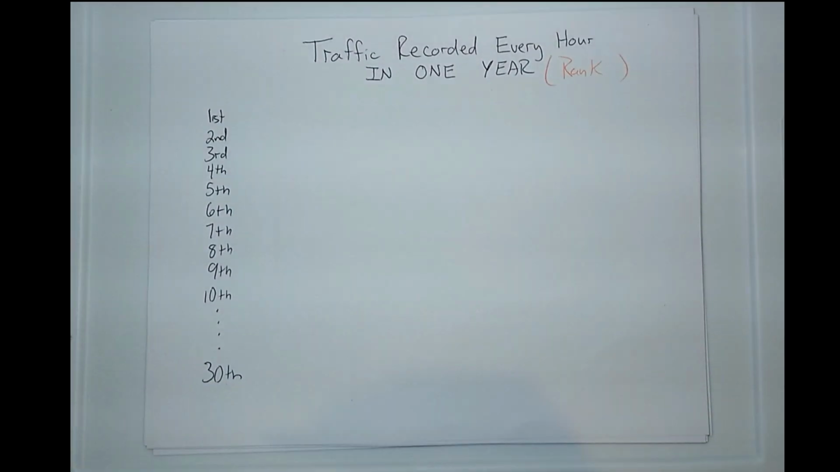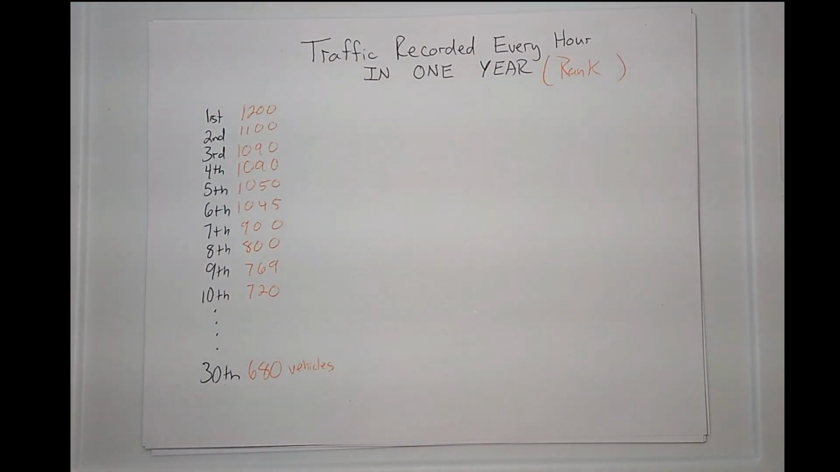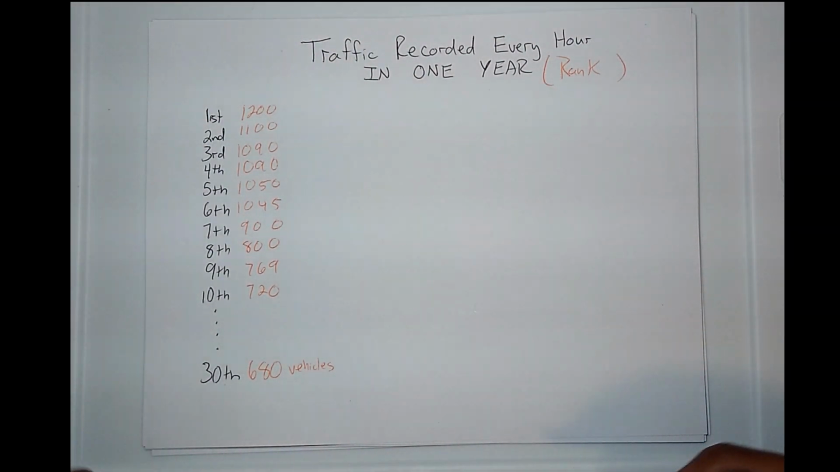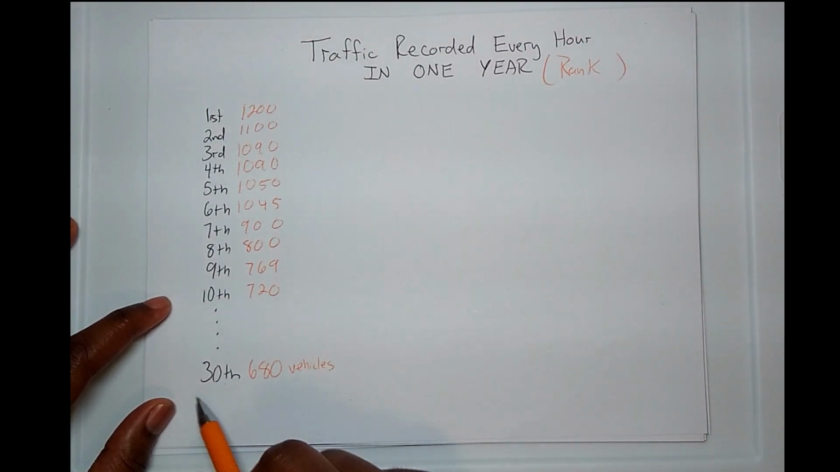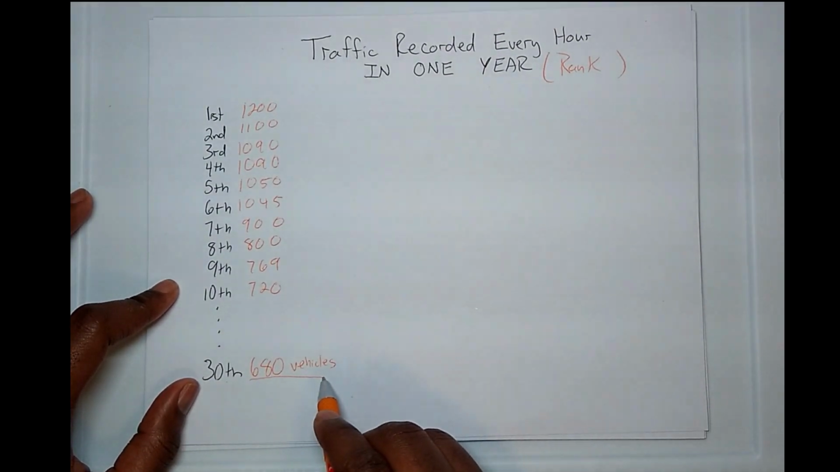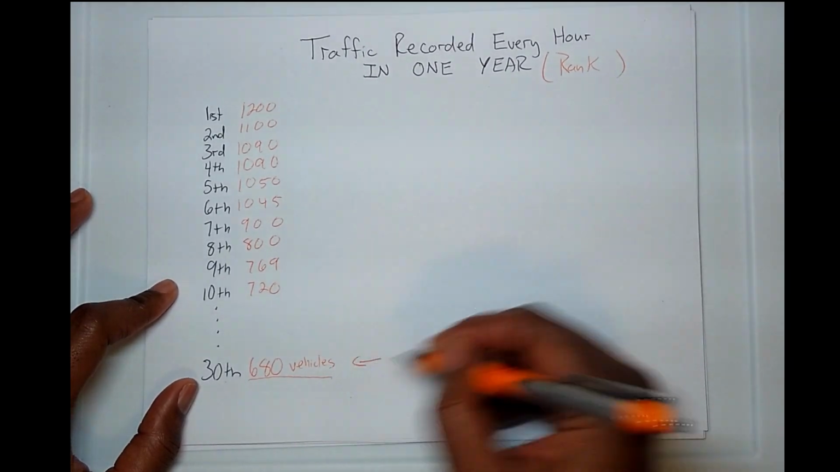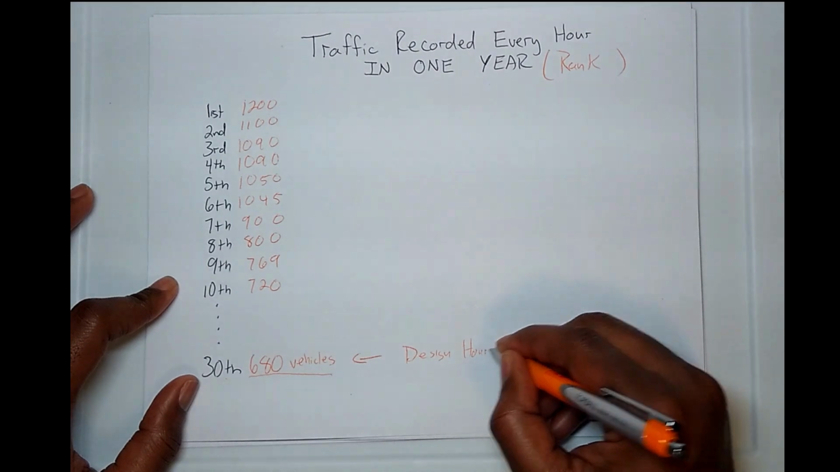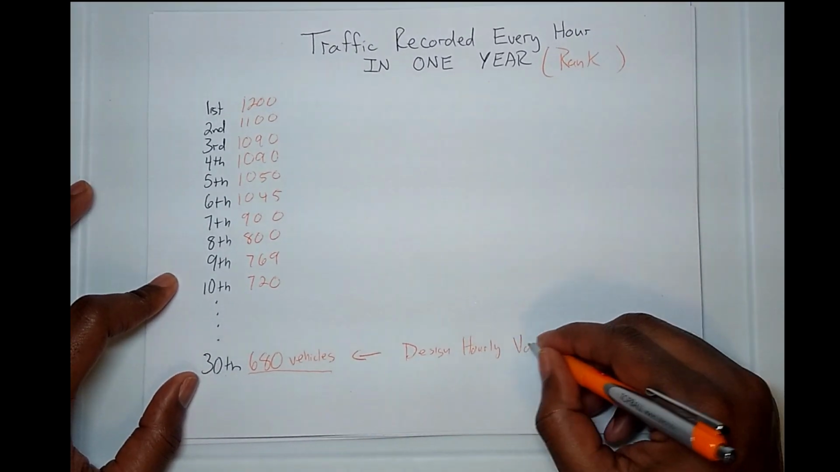hour of vehicles. And so what if we had something that looked like this, where after we recorded all the vehicles in 1 year for every single hour, and then we ranked them from greatest to least, we find that when that 30th hour, after ranking them, provides the 680 vehicles, then we would call that our design hourly volume and use that in calculations later.